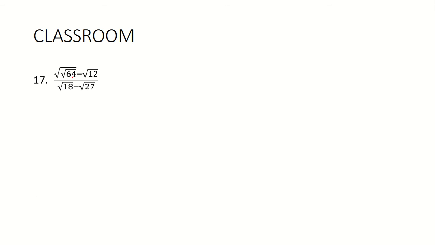Here I find the square root of 64. Remember, it's a square root into a square root. You can write it as the fourth root of 64, which is the same thing. In this case, obviously, the square root of 64 is 8. And I can't find the square root of 12. I can't find the square root of 18. I can't find the square root of 27.